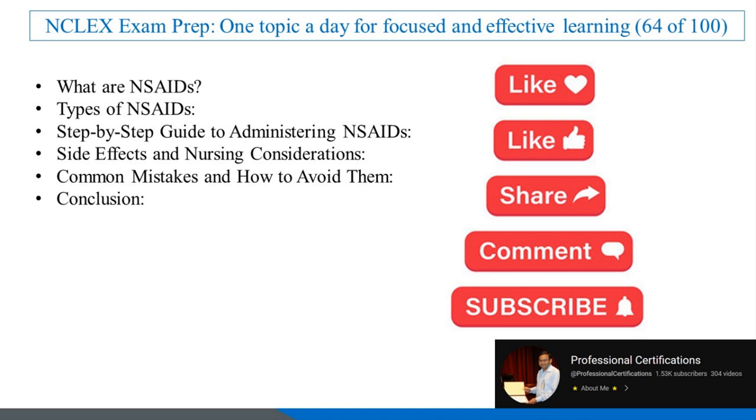Conclusion. To wrap up, NSAIDs are a vital tool in managing pain, inflammation, and fever, but they must be used carefully to avoid risks like gastrointestinal bleeding and kidney damage. By understanding the different types of NSAIDs, proper administration techniques, and potential side effects, you can provide effective care and support for patients using these medications.